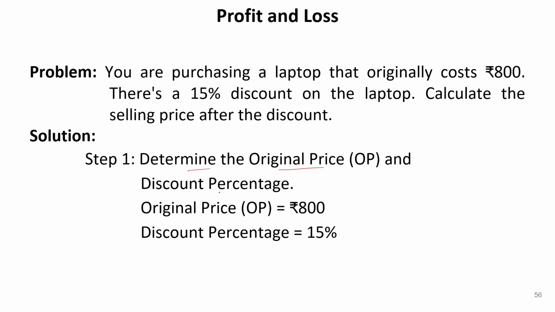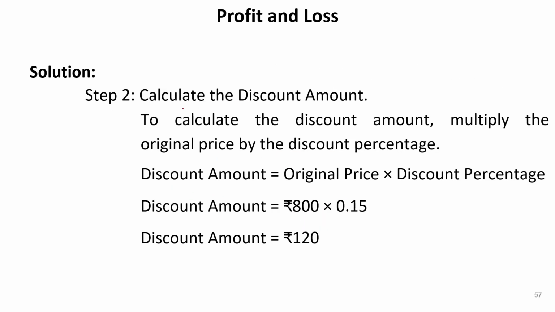So, determining the original price and discount percentage. So original price is equal to 800 and discount percentage is equal to 15%, right? So calculate the discount amount. To calculate the discount amount, multiply the original price by the discount percentage. So discount amount is equal to original price into discount percentage. So 800 into 0.15. Discount amount will be 120 rupees.